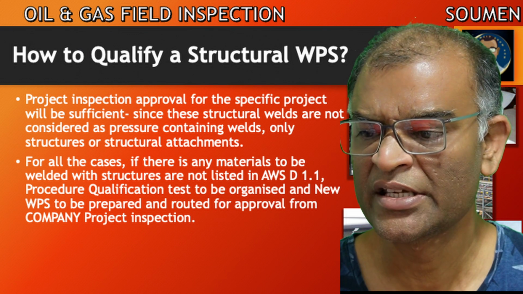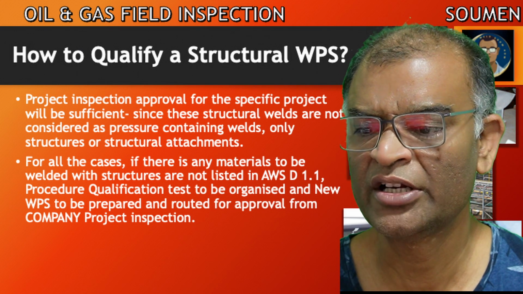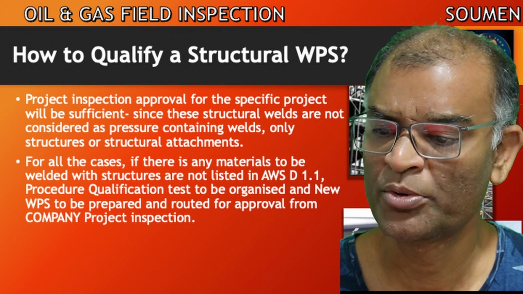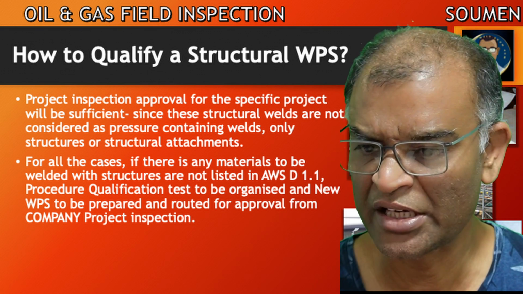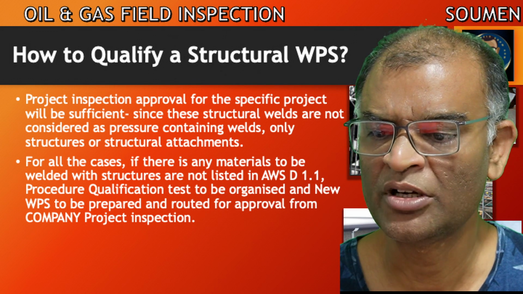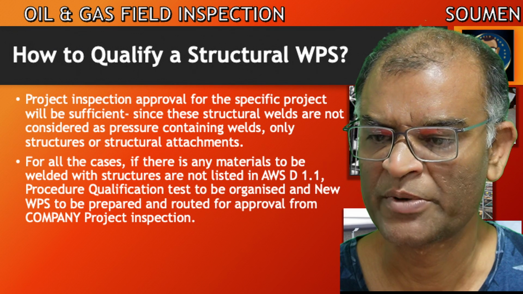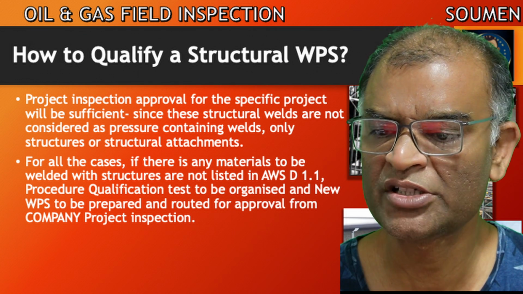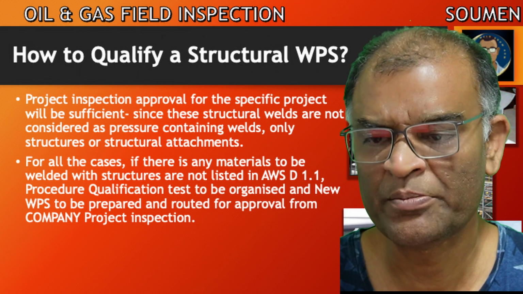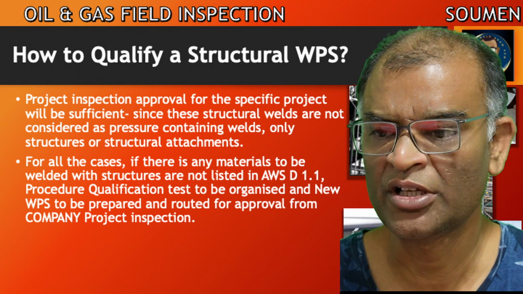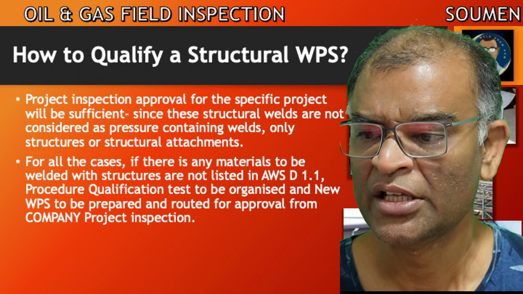For all cases, if any materials to be welded in structures are not listed in AWS D1.1, procedure qualification tests are to be organized and a new WPS prepared and routed for approval from company project inspection. This type of WPS which needs procedure qualification we will be discussing in the next episode of this series. Here we will be discussing only the pre-qualified WPS.